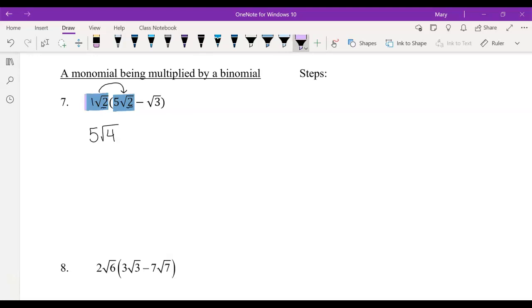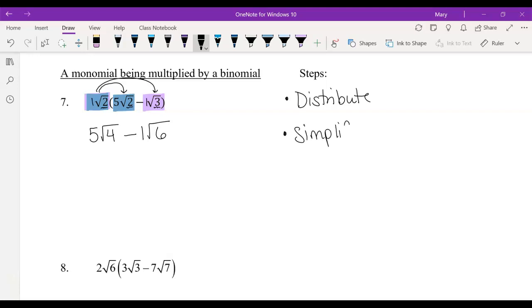Then we're going to go ahead and distribute. We're going to do 1 root 2, and we're going to distribute it to the root 3. So we're going to multiply the outside parts. 1 times 1 stays a 1. And then the 2 times the 3, we're going to multiply those together to get 1 root 6. So your first step here is to distribute. The second step after you distribute is to simplify anything that can still be simplified.